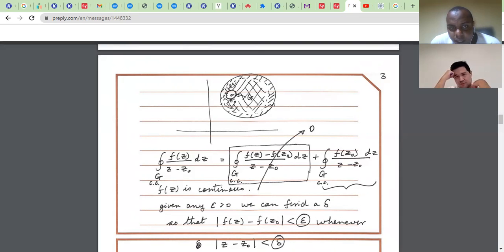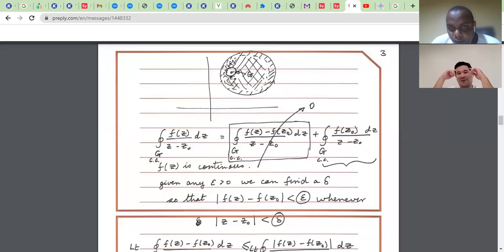Why does it go to 0? Because we're subtracting f of z naught. It's not an analytic function. Oh, I mean, it's an analytic function. So f of z naught is not analytic. That's why we need to solve it. I think so, maybe I'm wrong. f of z minus f of z naught is an analytic function. That's why we don't need to solve this integral. It will be equal to 0. Okay. I only think so. Maybe it's not correct.